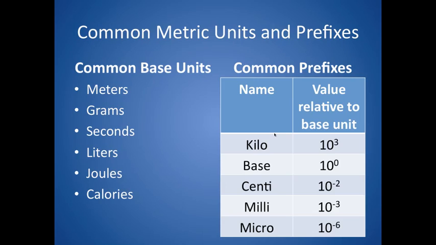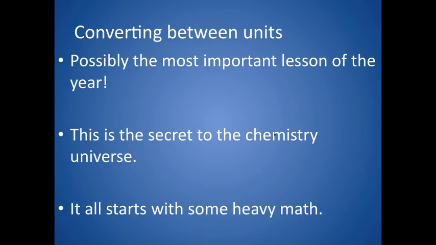And then the other two small ones that we use somewhat commonly in this class at least are milli and micro. Micro is a millionth of whatever the base unit is. So like a microgram, there are a million micrograms in 1 gram. So those are the units, and those are good enough, but every once in a while you're going to have to convert between them.